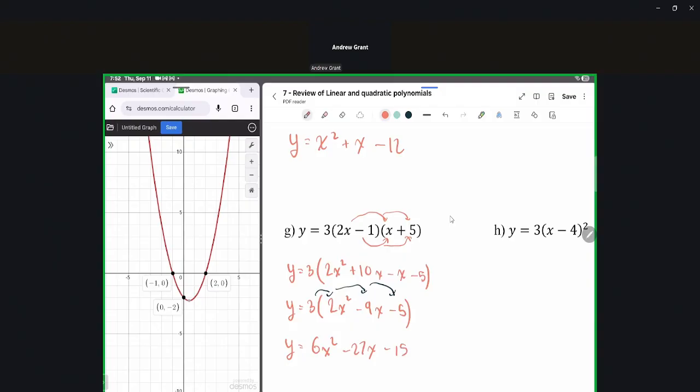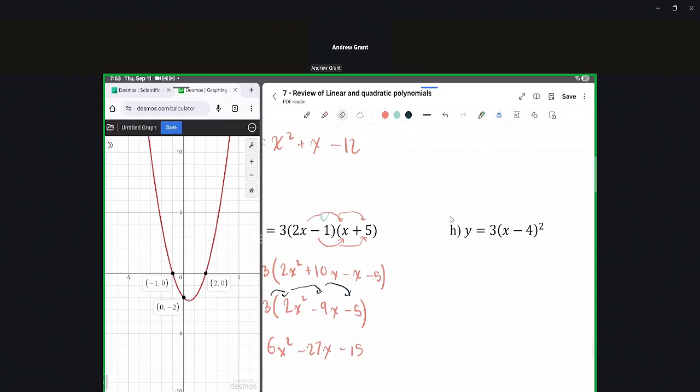You could have multiplied the 3 out first. So you could take 3 and multiply it by 2x and then take it by negative 1. I find this leads to more difficult calculations, uses a bit more brain power, and I prefer not to do that. So I try to keep it as simple as possible until the end.